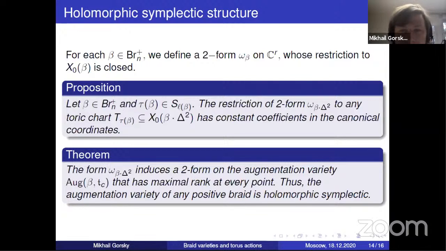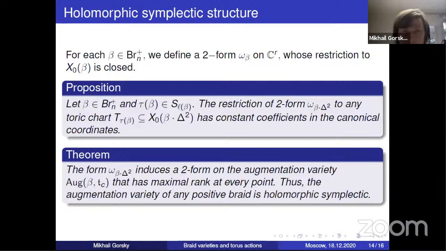And its restriction is closed. And actually in toric charts, we have some canonical coordinates, and the two form has constant coefficients. So it's in some sense Darboux coordinates for this form in a toric chart. Here, tau of beta is some permutation of crossings. So we open crossings one by one, and we end up with just delta squared, whatever we started from, and we get a closed form with nice restrictions to toric charts. And when we quotient out by the corresponding torus, then we actually have a holomorphic symplectic form on the augmentation variety. Okay, so this was about holomorphic symplectic structure.